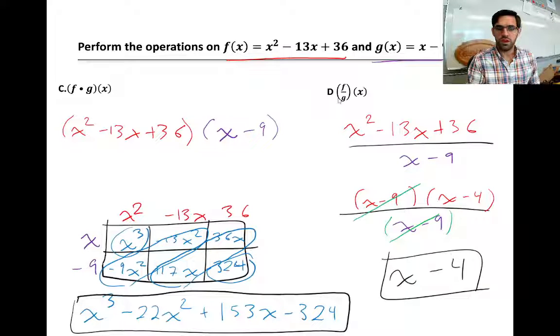Example D, we're dividing two functions. So I'm going to take f on top and g on bottom. Notice I can factor the top function, and when I do so, x minus 9 is a factor of the top function of f. So I can cancel out x minus 9 as a factor on top and bottom, leaving a simplified expression of x minus 4. So those are our final two answers there.